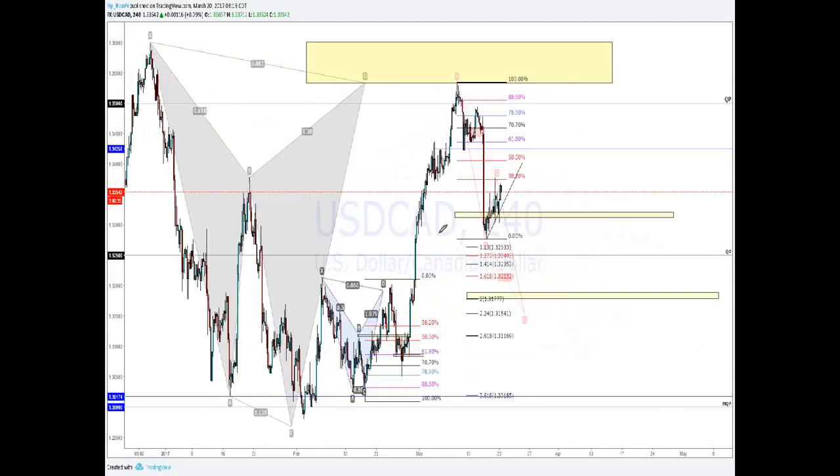And then what happened when it took off to the upside? What was happening with price? It was completing another pattern, a shark, right? It was completing a shark pattern. So what happened as soon as price touched this price reversal zone on this shark pattern? What happened?